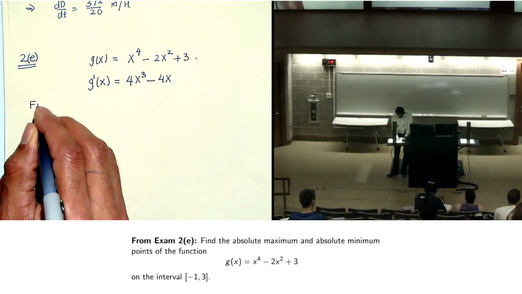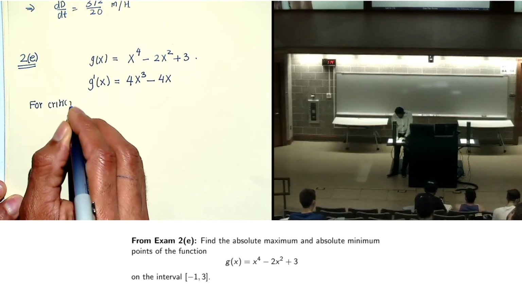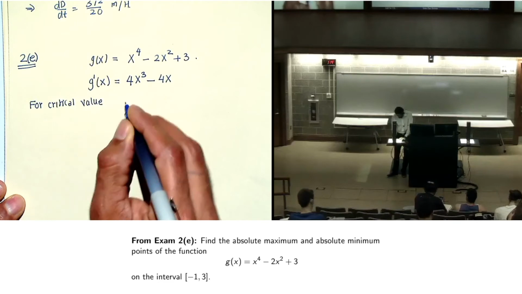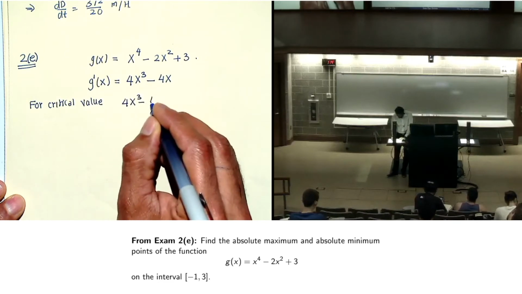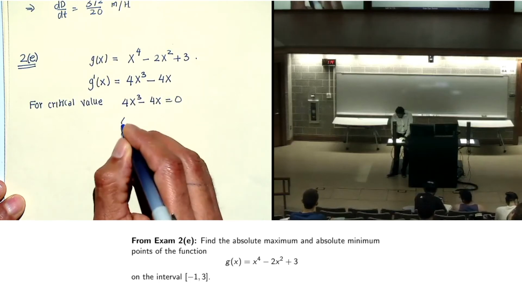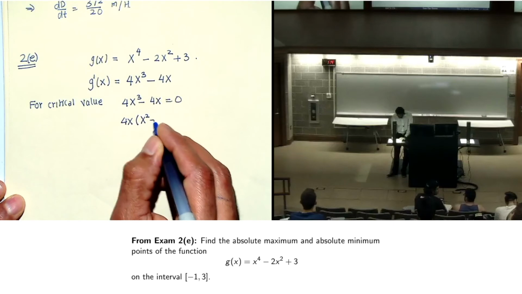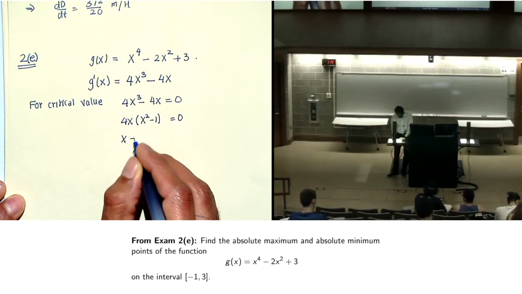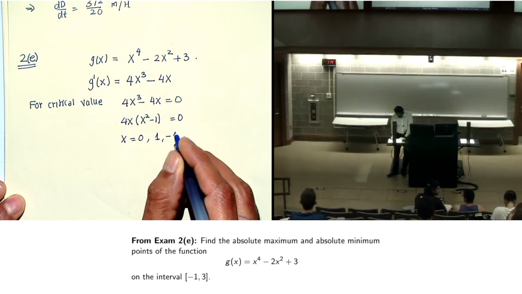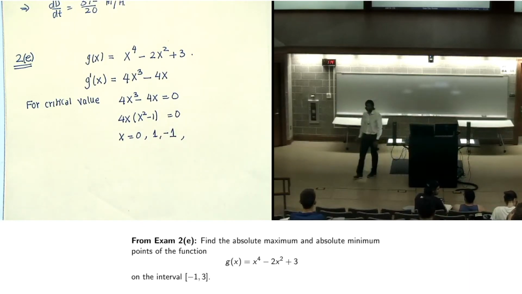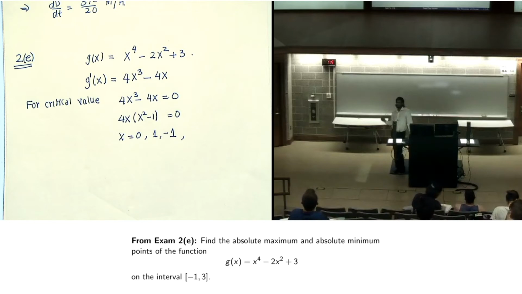For critical values, I need to do 4x to the power 3 minus 4x is equal to 0. I can factor 4x, so it's going to be x square minus 1 is equal to 0. So x is equal to 0, and x is equal to 1 and minus 1. So these are the critical values of the function. Is that clear? You take the derivative, you set the derivative equal to 0, you try to factor the equation. Once you factor it, each factor set equal to 0 will give you one critical value. There are three factors: x is equal to 0, x is equal to plus 1, x is equal to minus 1. These are the three critical values.